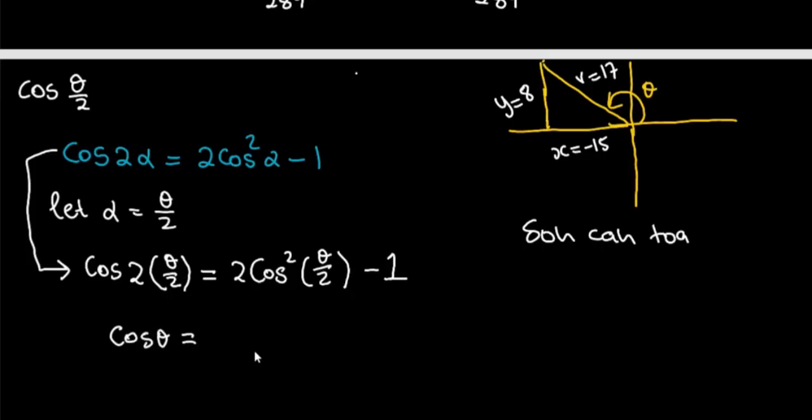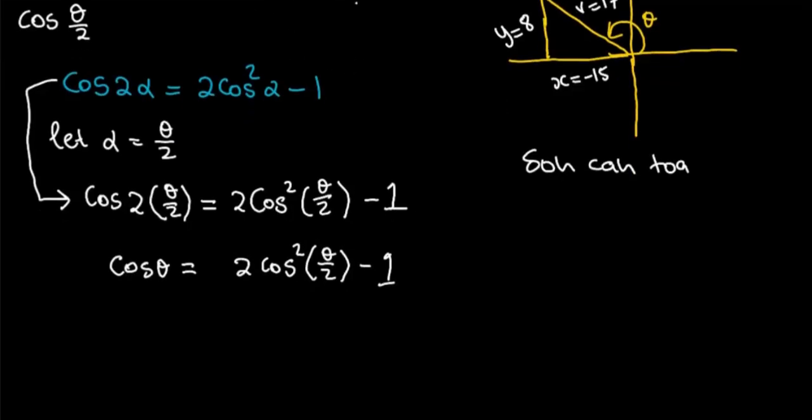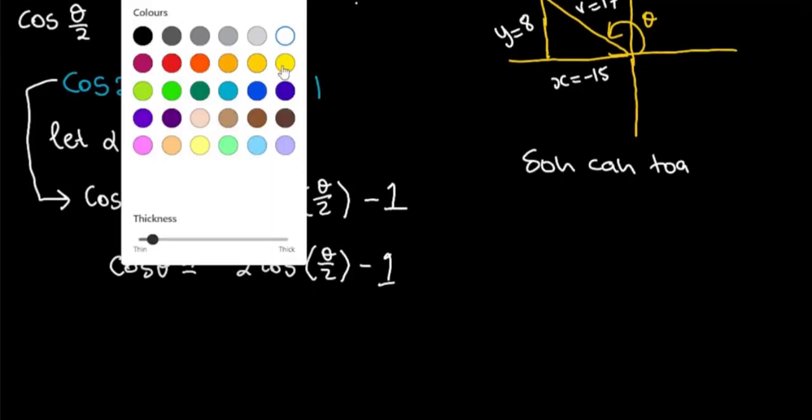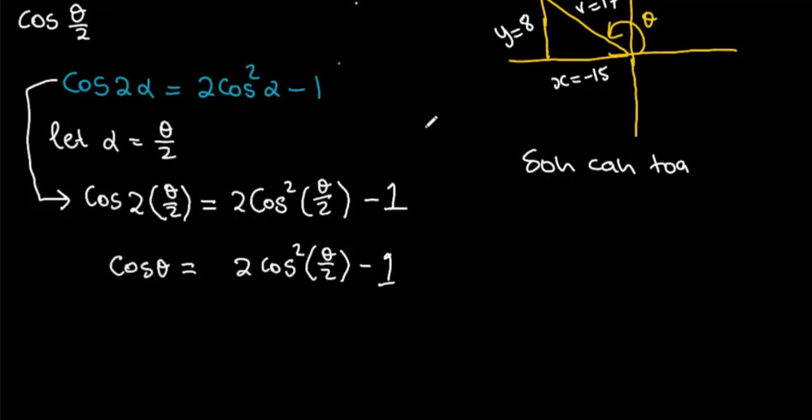This equals 2 cos squared theta over 2, minus 1. So what I need you to do next is analyze the given question. You have to analyze what you are given. Look at this. We need to calculate the cos of theta over 2. Now you can start celebrating because you have the cos of theta over 2 in your equation. You just have to solve that equation.